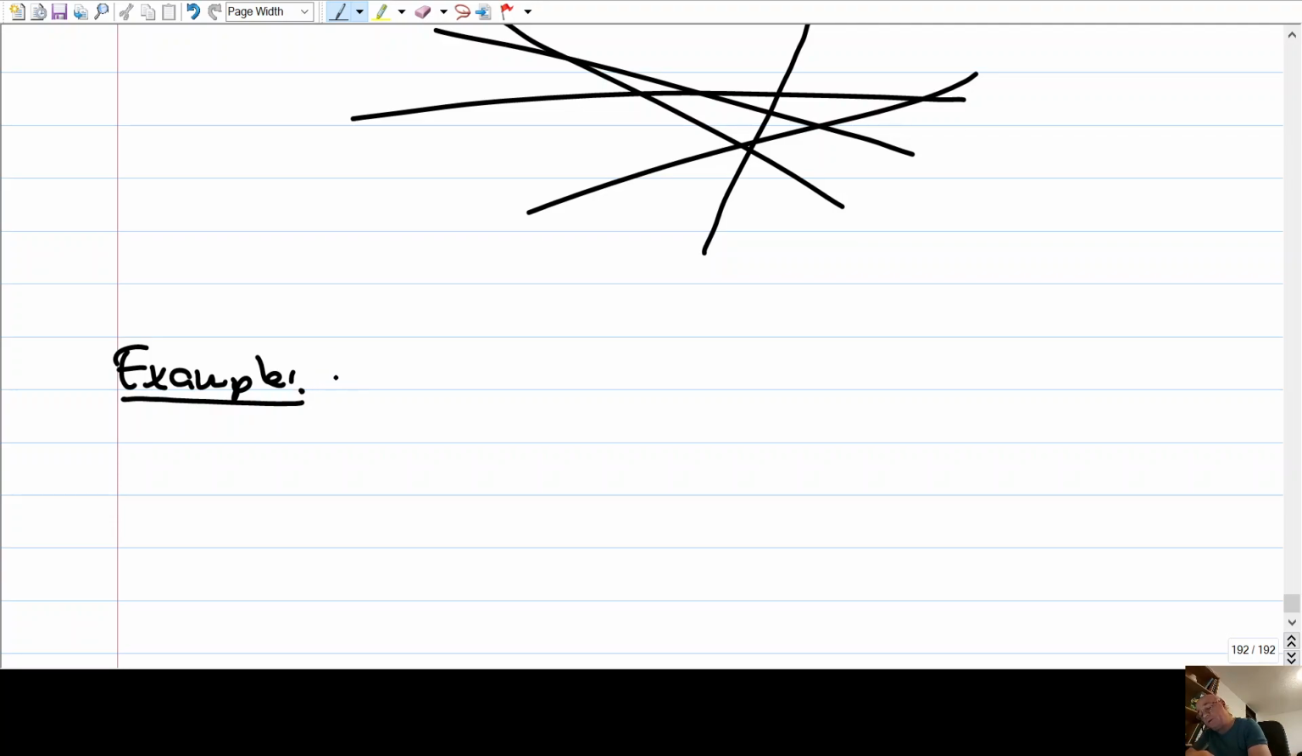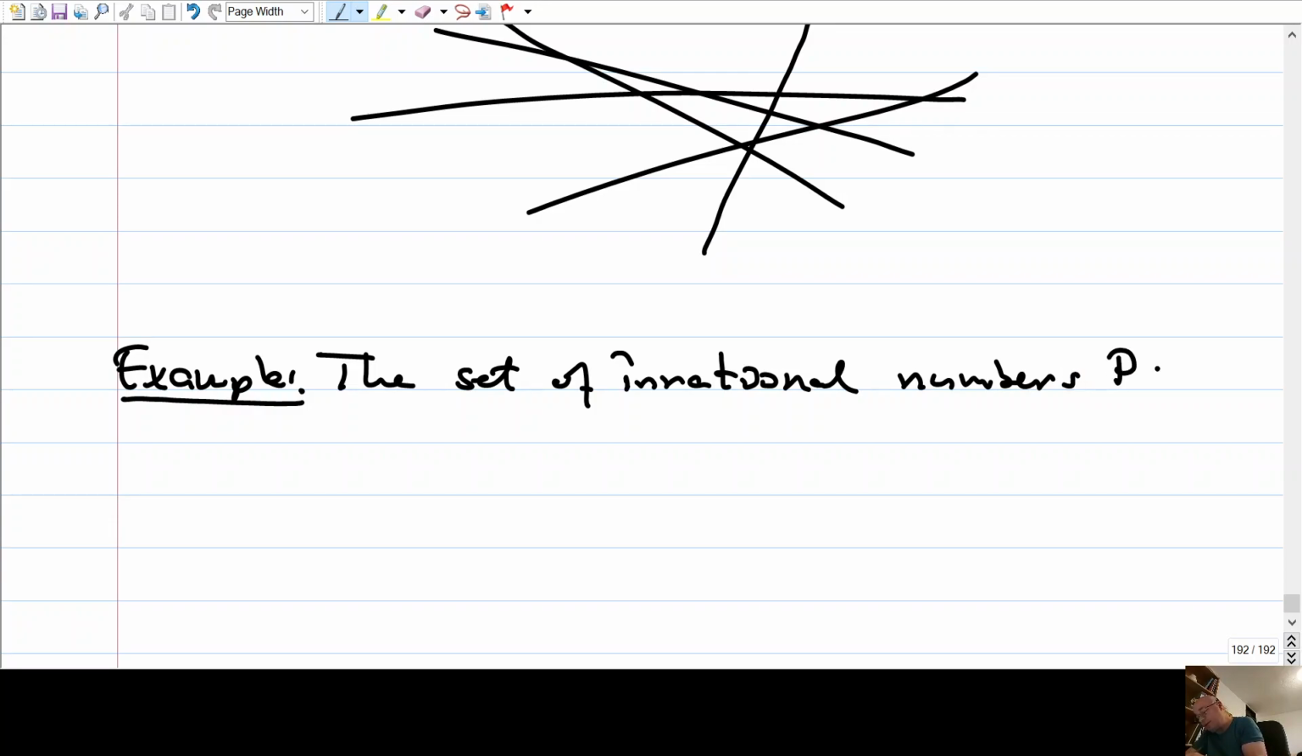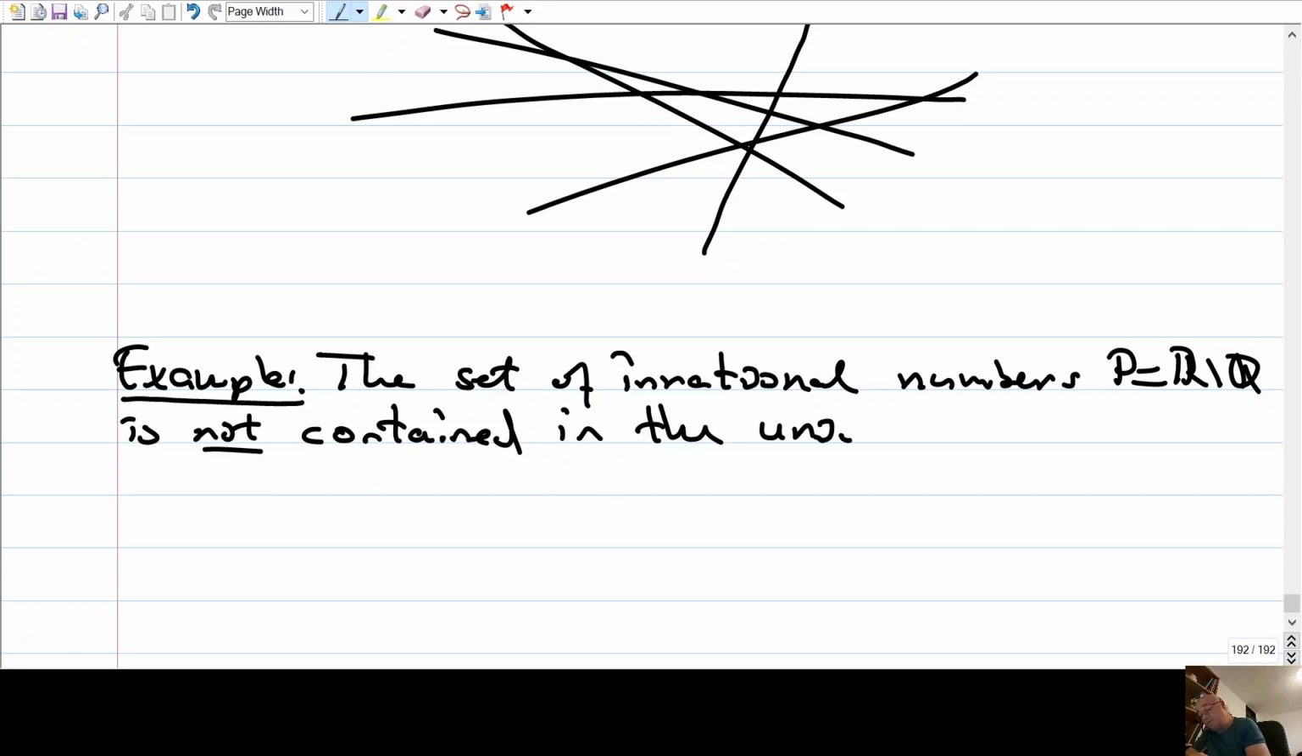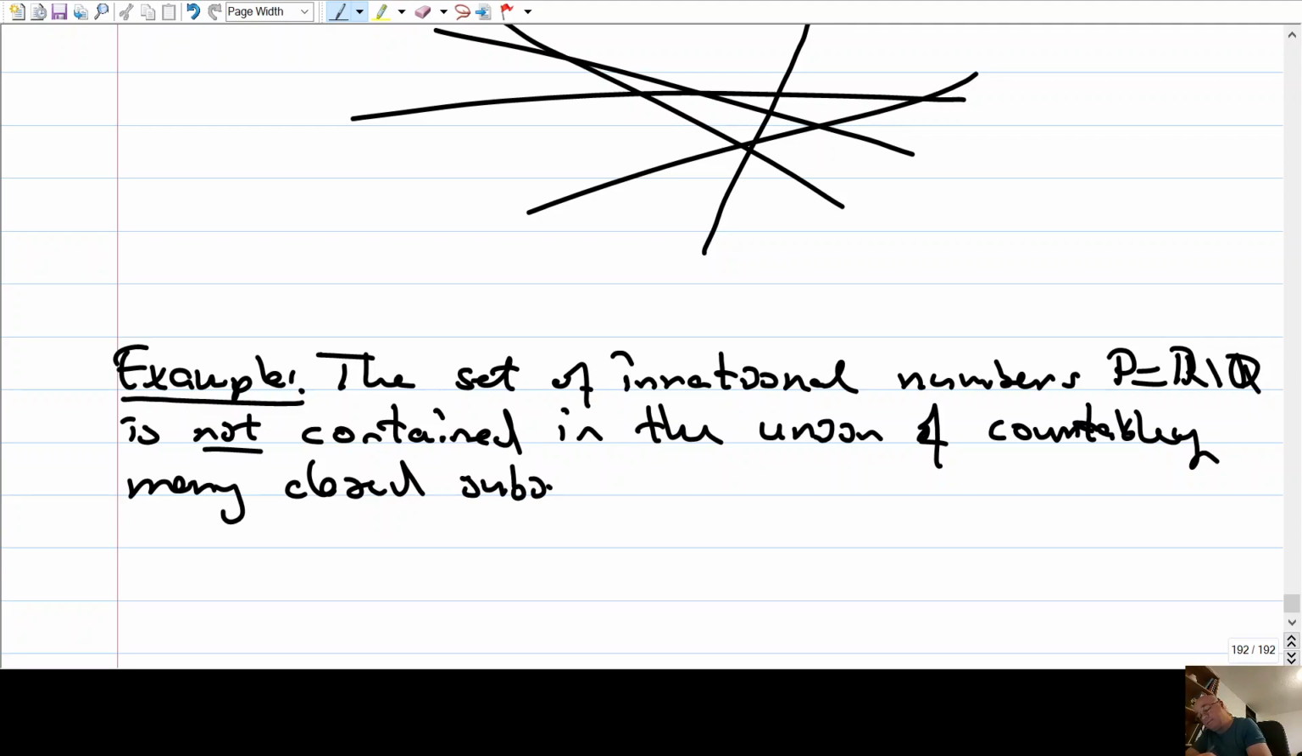Okay, so we claim the following. The set of irrational numbers, let's say P, which is R minus Q, is not contained in the union of countably many closed subsets with empty interiors.